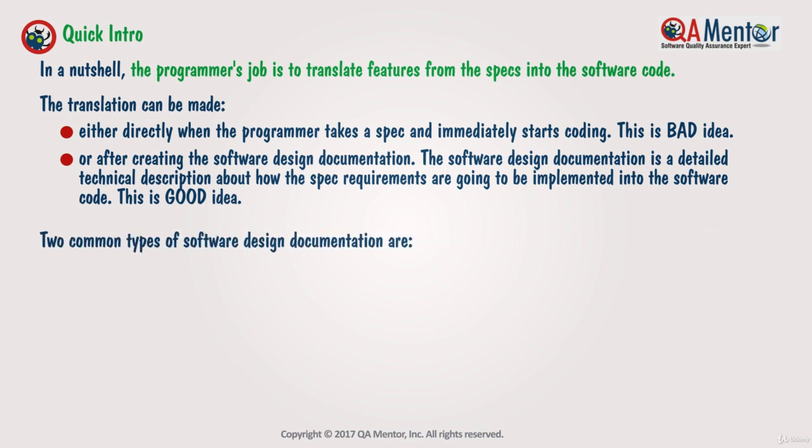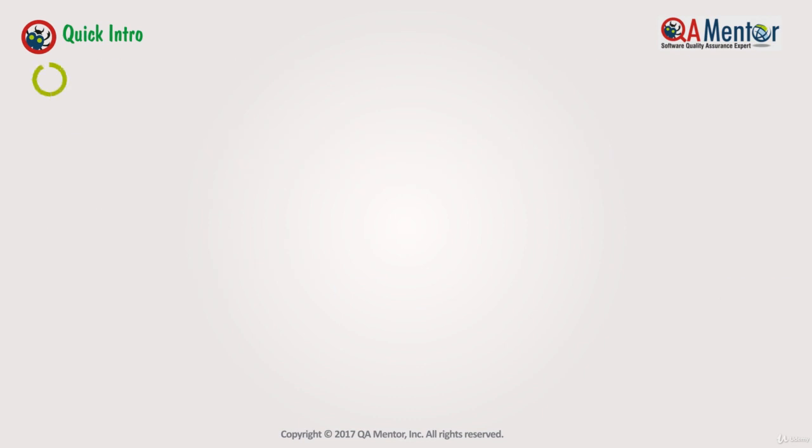Two common types of software design documentation are: 1. System or architecture design document. 2. Code design document.